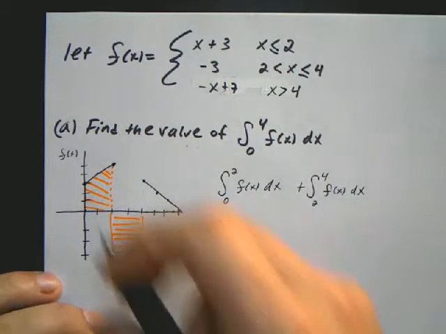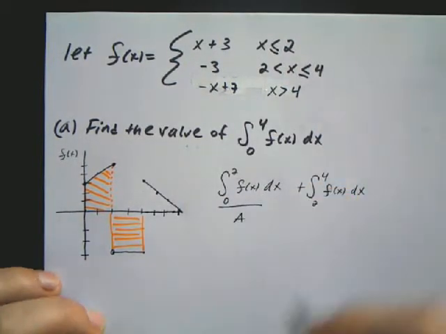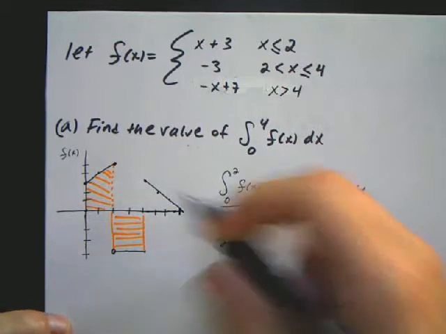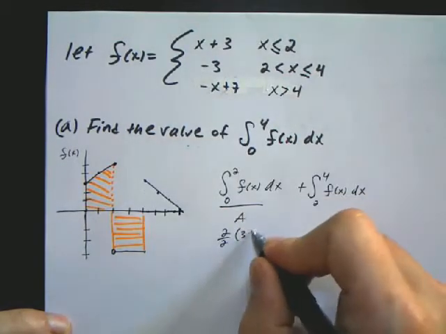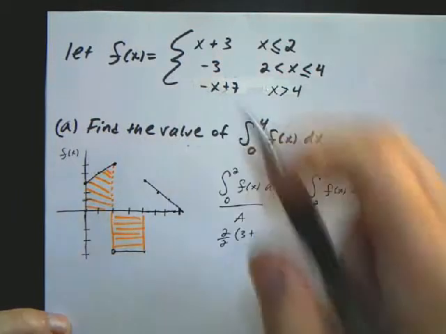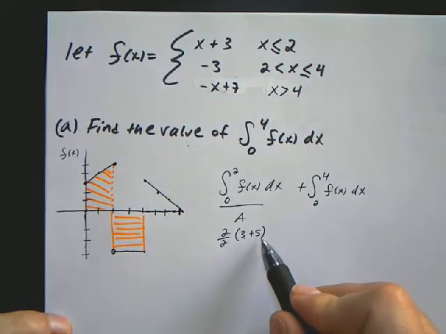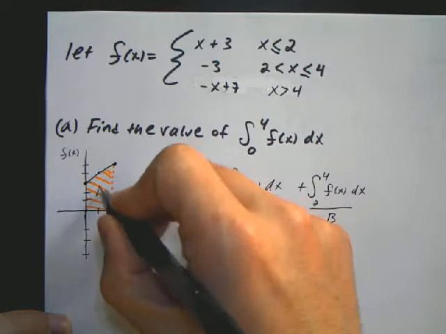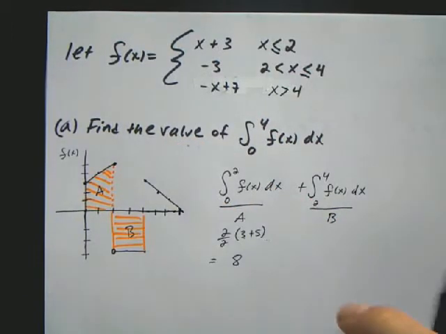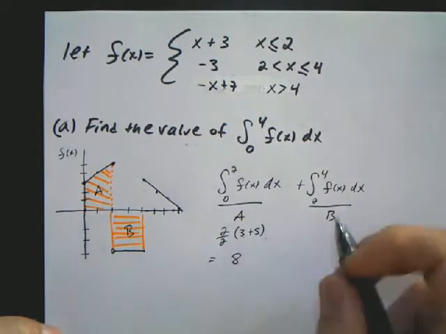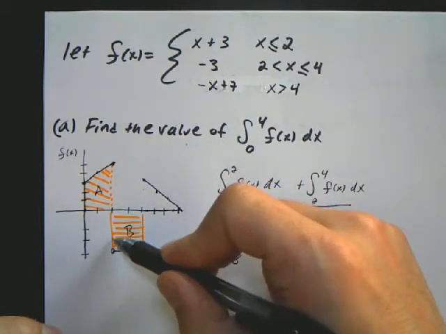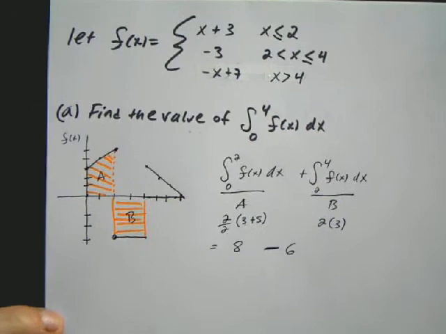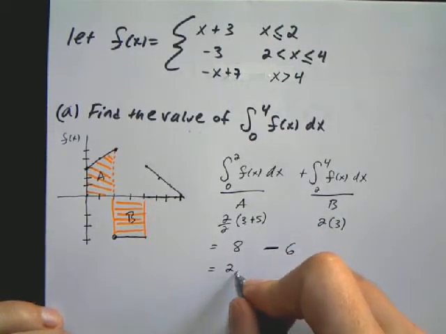So let's call this trapezoid A, and this trapezoid has a height of 2. So 2 over 2. This side has a measurement of 1, 2, and 3. And this side has a measurement of 1, 2, 3, 4, and 5. So it's going to be 3 plus 5, which is 8. Now for this piece, let's label this A and this is B. For part B, it's just a rectangle. The base of it is 2. The length of it is 3, but because it's below the x-axis, it's going to be a negative, so it's going to be negative 6. So this becomes 8 minus 6, which is 2. So that's what my integral value is.